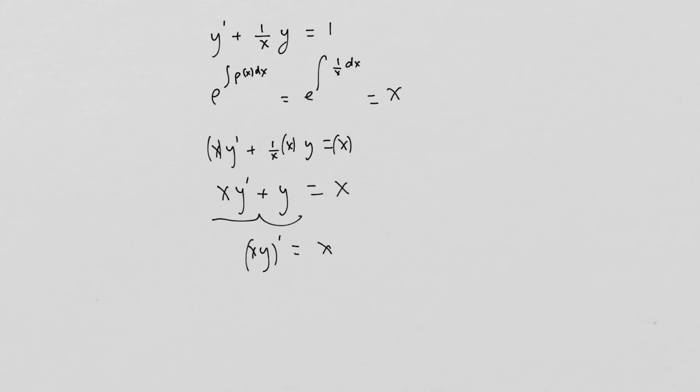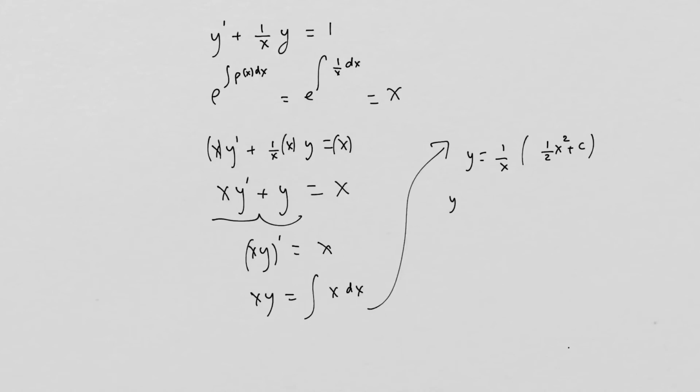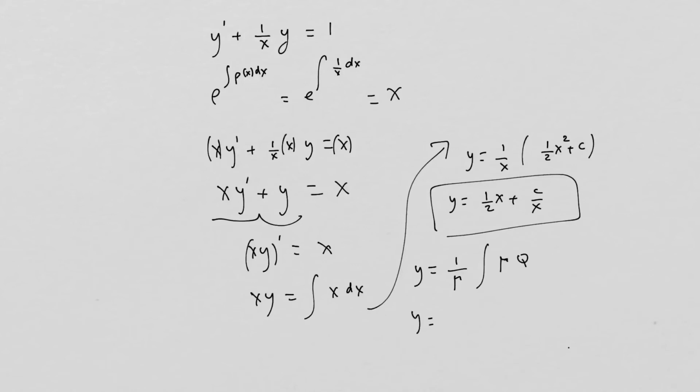Okay, you integrate both sides. You get x y equals the integral of x dx. So that means y is 1 over x, and then half x squared plus c, right? So y is half x plus c over x. It works out nicely. I could take the shortcut, and the shortcut was y equals 1 over mu integral of mu q, if you remember. So mu happens to be the integrating factor, which is x, so that's 1 over x. And mu is x, and q happens to be 1.